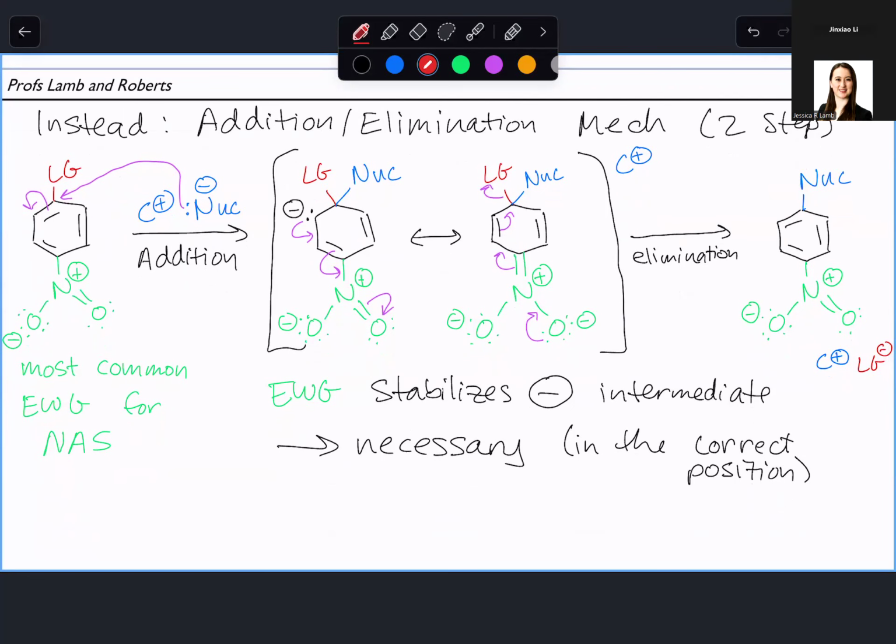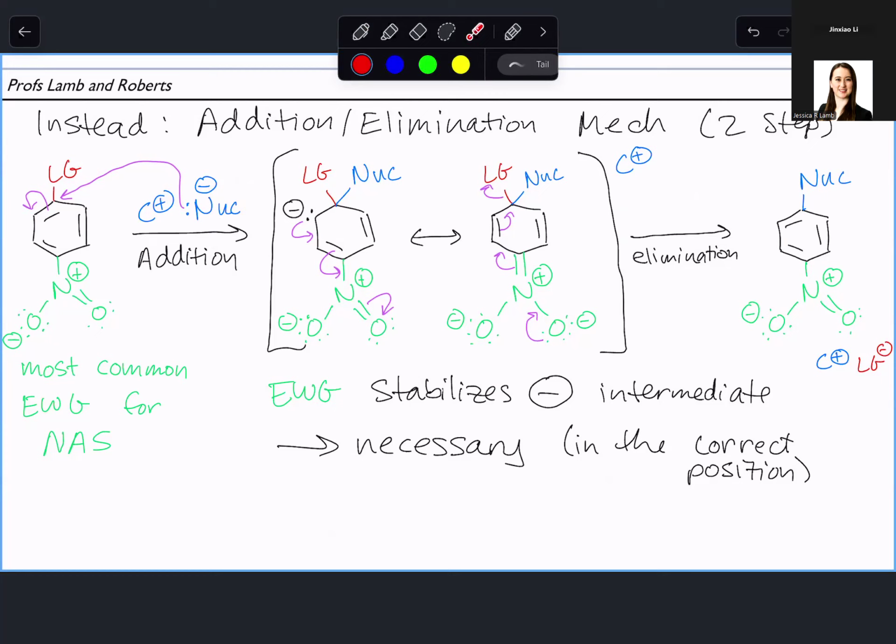So let's just talk through that one more time. Two-step mechanism. First, we add. So our nucleophile adds. Because we're pushing electron density into the ring, it becomes anionic. The most relevant resonance structure is when we push that negative charge into our electron withdrawing group, which is our nitro group down here. Right? So now we have a stabilized anionic intermediate or negatively charged intermediate. And then in our second step, the elimination step, we push all that electron density back, leaving group leaves. Okay? Questions on that basic mechanism?